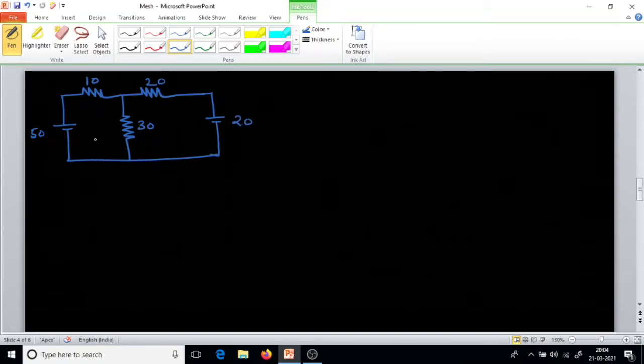In mesh analysis, first I will assume the current directions. I will take the current I1 flowing in loop 1 in the clockwise direction. In the second loop also, I assume current I2 is flowing in the clockwise direction.